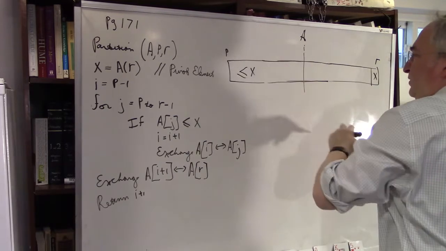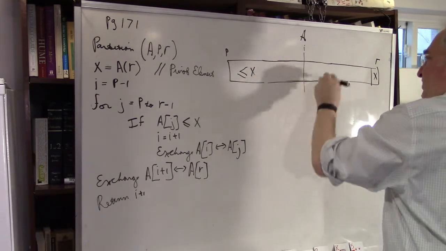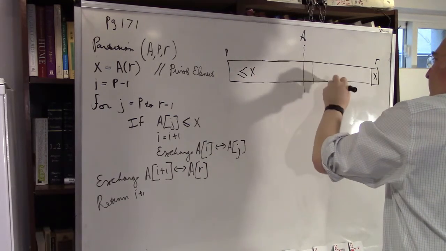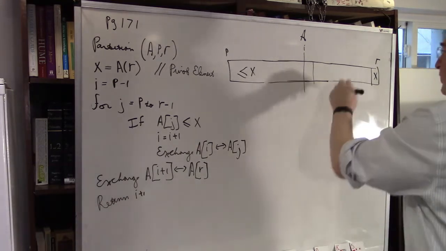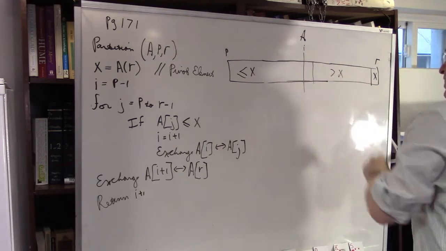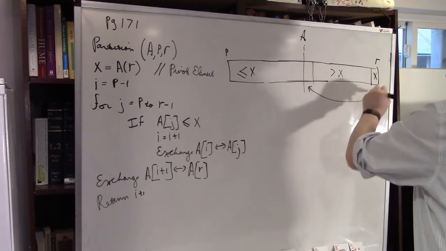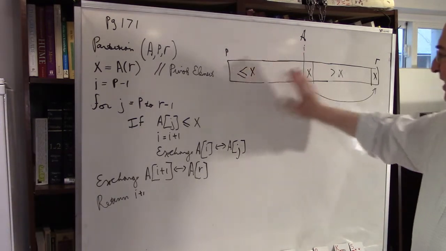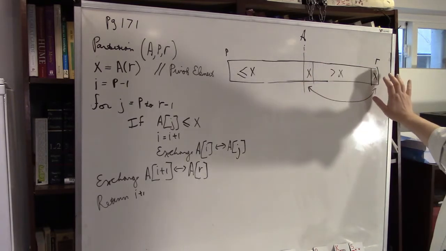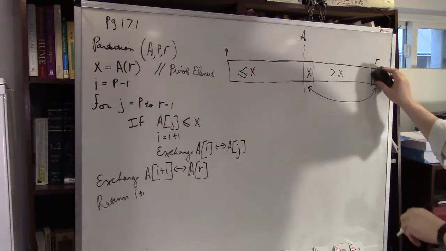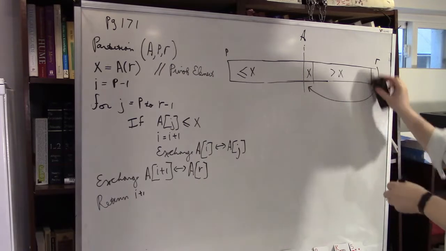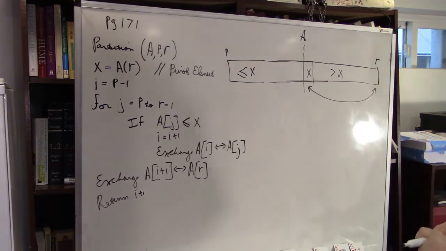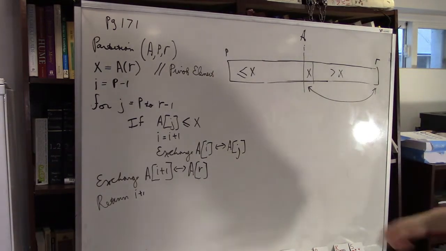Here's your I position. All these things are less than X. Okay? And all these things are more than X. And at the end, you swap this. Put X over here. So all the things less than X, X, all the things more than X. Okay, and this is going to be something that's more than X. Okay, and you do it. Okay, so let's do it with these cards.